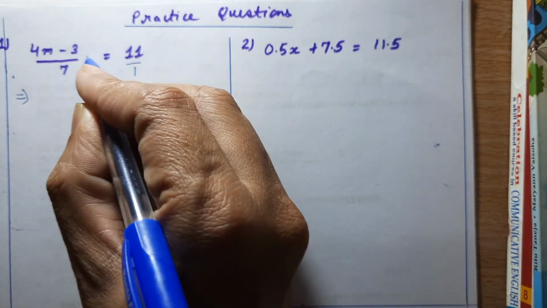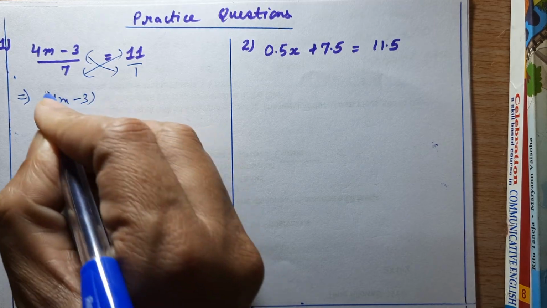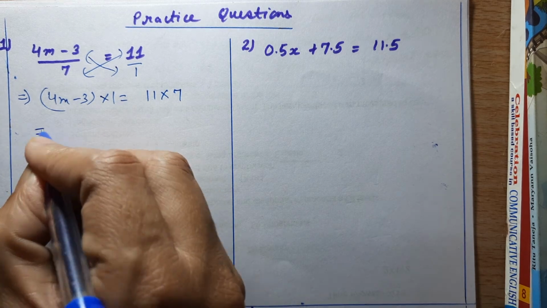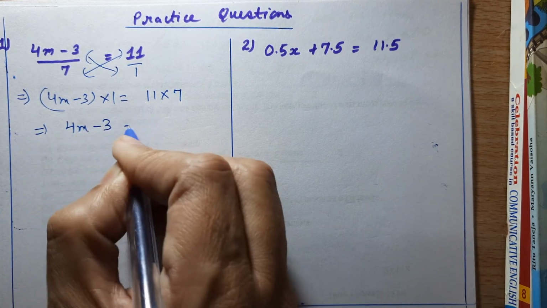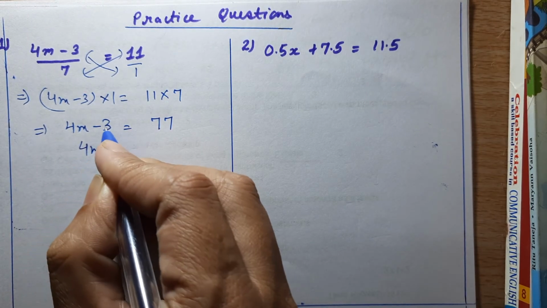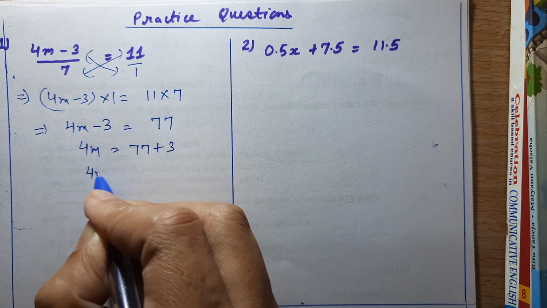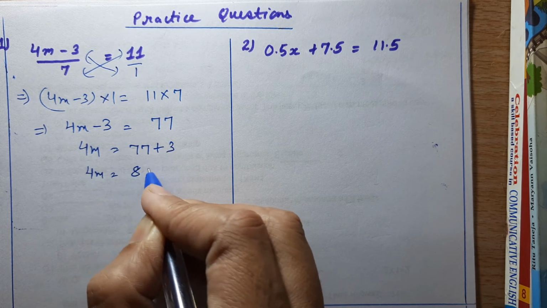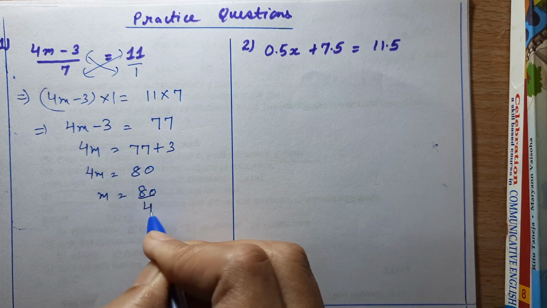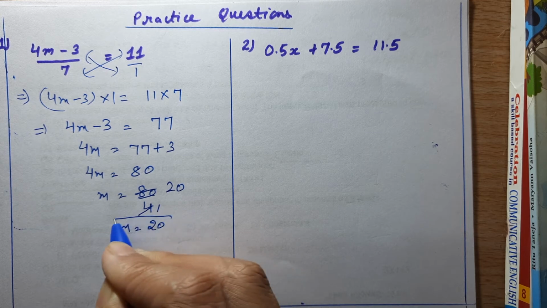Again 11 upon 1, you can do the cross multiplication. (4m minus 3) into 1 is equal to 11 into 7. 4m minus 3 is equal to 11 7s are 77. Minus 3 will change into plus when transposing to the other side. 4m is 77 plus 3, 80. So m comes out to be 80 upon 4, that is m is equal to 20.